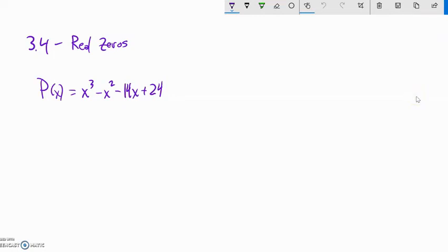So for section 3.4, we're just going to work to find all zeros given a polynomial. So here's a polynomial, and I'm not going to actually factor it, but I'm going to claim that it factors to x minus 2 times x minus 3 times x plus 4. So that means my zeros would be 2, 3, and negative 4. So I'm going to graph this, check it out, see if that's what happens.